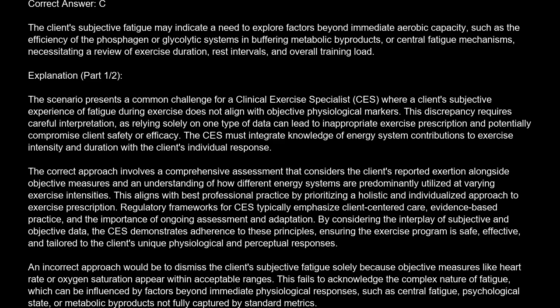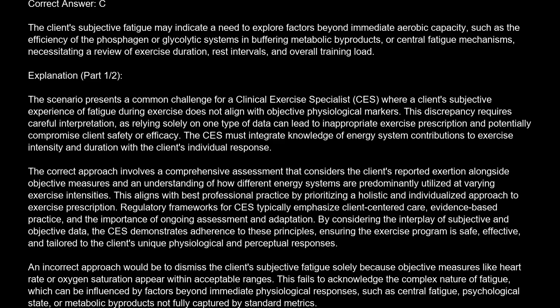The CES must integrate knowledge of energy system contributions to exercise intensity and duration with the client's individual response. The correct approach involves a comprehensive assessment that considers the client's reported exertion alongside objective measures and an understanding of how different energy systems are predominantly utilized at varying exercise intensities. This aligns with best professional practice by prioritizing a holistic and individualized approach to exercise prescription.